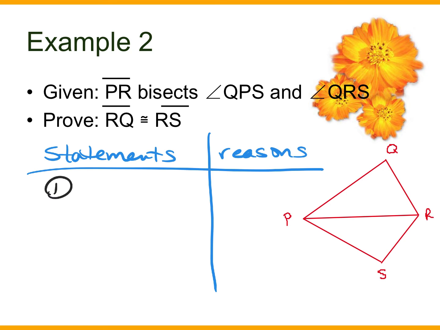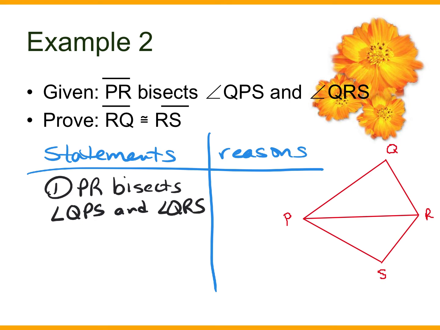So let's put number 1, state all this given, PR. Now this time, PR is bisecting 2 angles. So QPS, and it's also bisecting the other angle, QRS. Notice this time they didn't give me any sides congruent. So this would have been given. So again, let me go ahead and label that. So my angle QPS is over here, and it's been bisected by PR. So that's creating 2 congruent angles. So I'm going to state that.